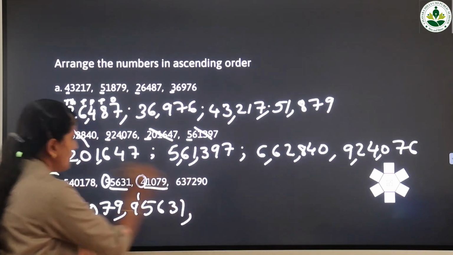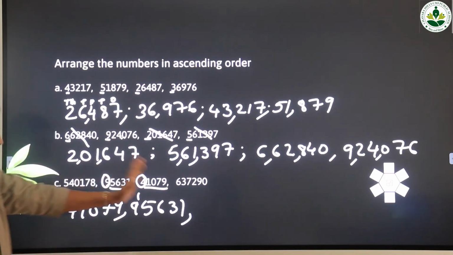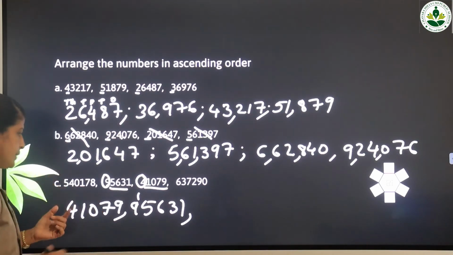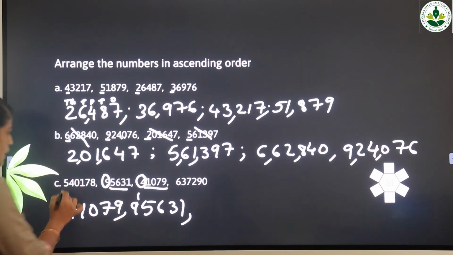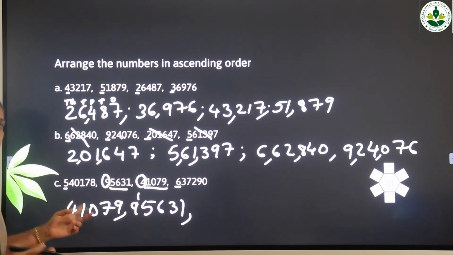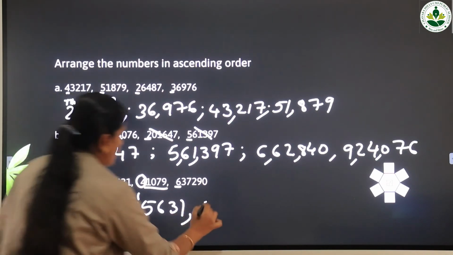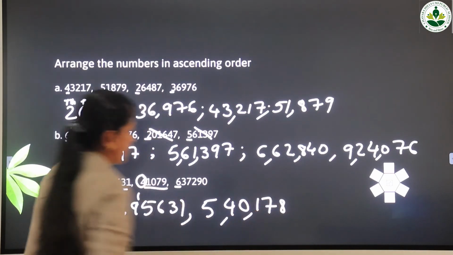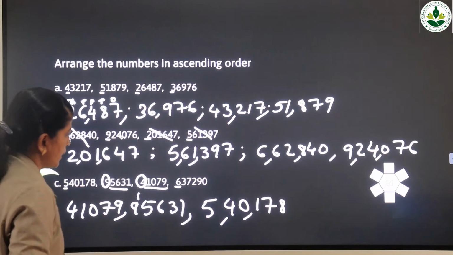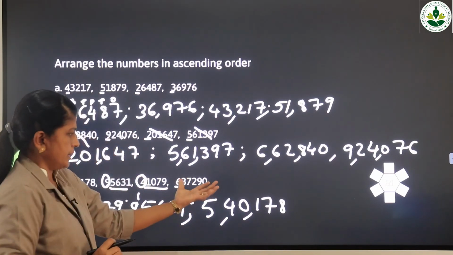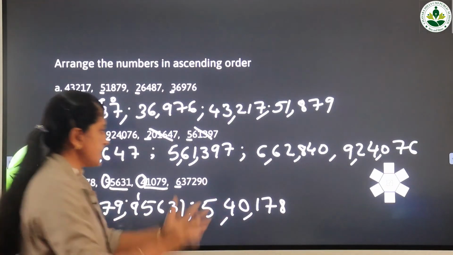95,631. Then two more numbers are remaining. All the numbers contain 6 digits. Then in those numbers also compare the leftmost place digit, 5 and 6. 5 or 6. Obviously 5 is the smaller number. Therefore this number will be the smaller number. That is 5,40,178. Like that. Then at last this number is remaining. That means that is the bigger number.